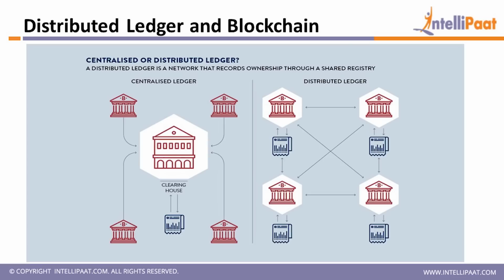This pictorial diagram represents the difference between centralized and distributed ledgers. In the first picture, you can see that in a centralized ledger, all the clearing of funds is done by a central authority, while in a distributed ledger, fund clearance is done by each node and they need to agree on the transactions.